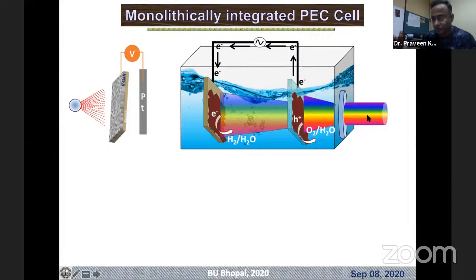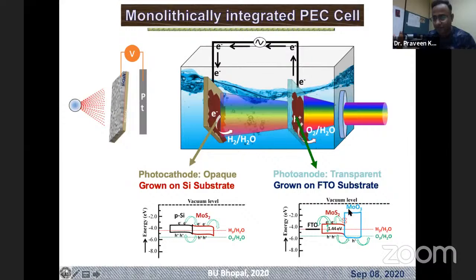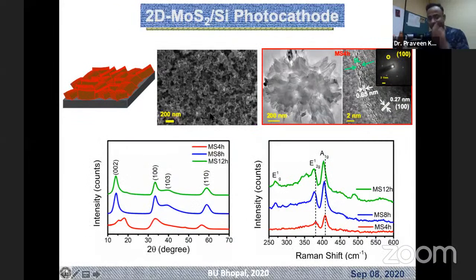So I can use the same solar light, which is transparent, some fraction maybe 80% of this light can pass through, and I can use this on my photoanode. That is where we have utilized this. So what we have done, we have grown this photoanode on transparent FTO, utilizing MoO3, molybdenum oxide, and for the photocathode we have worked on silicon and MoS2. That is the work which we recently published in Advanced Applied Energy.